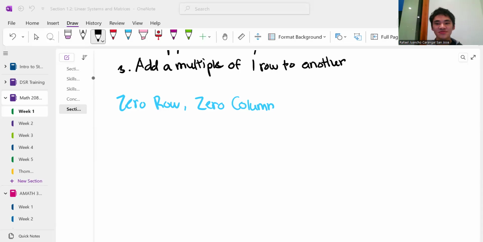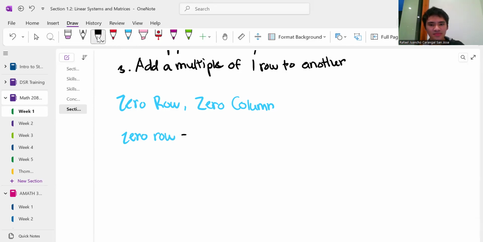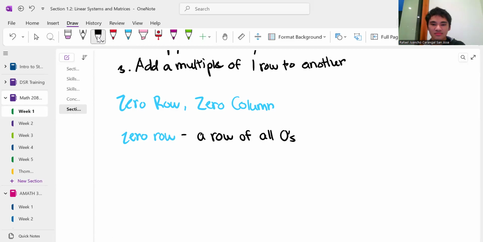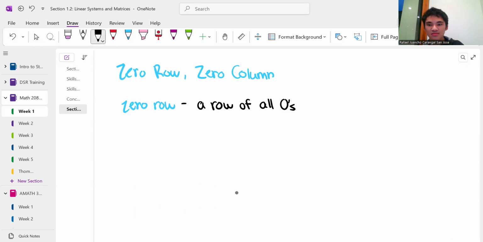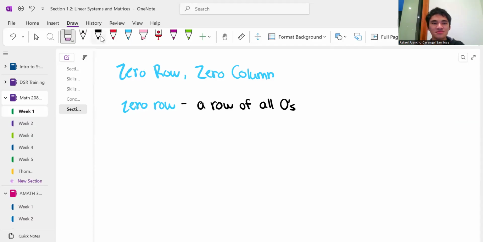Zero row, zero column. What in the world are these? So we say that rows are numbered from top to bottom and columns are numbered from left to right. So a zero row is basically a row of all zeros. An example could be something like this. This is a zero row. It's a row of all zeros, right?